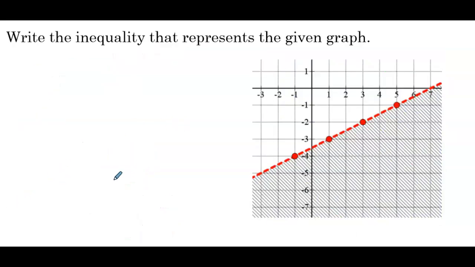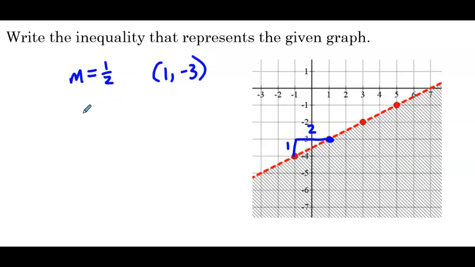Last example, go the other direction. Now we're given a graph, write the inequality. So first thing, let's write the equation of the line. So I see that my slope, I go up 1 and over 2, so my slope is 1/2. I don't have a nice y-intercept, so I can pick any point on the line and write in point slope form. So I'll pick this point here, which is 1, -3.